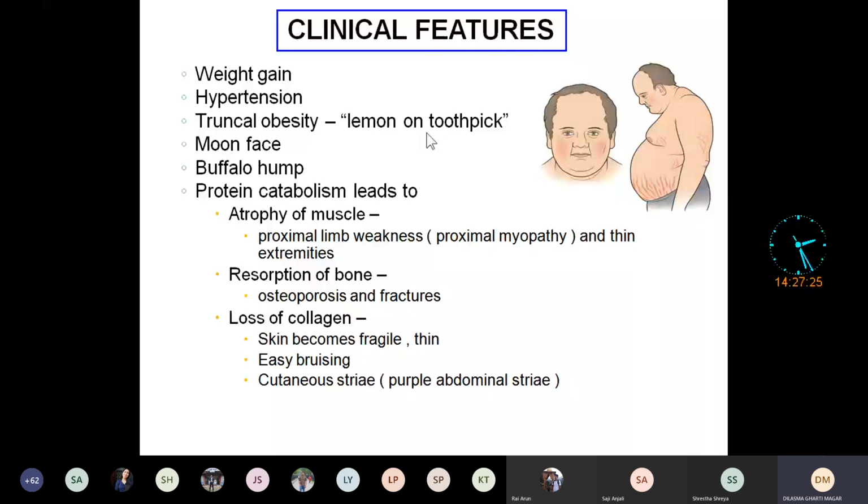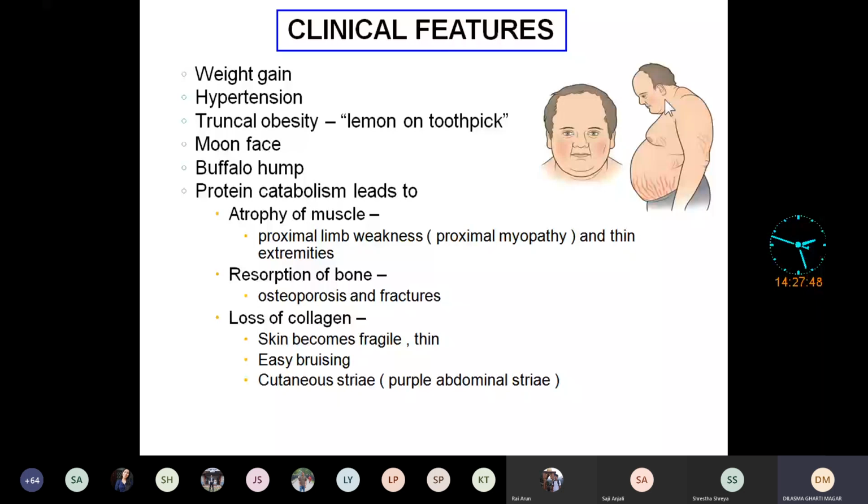So the feature will look like a lemon on toothpick. And then their face will be round and very fat looking. That's why it will look like a moon face. And then there is buffalo hump. Buffalo hump means in the back, in the shoulder area, there is increased accumulation of fat. So it will be known as the buffalo hump.